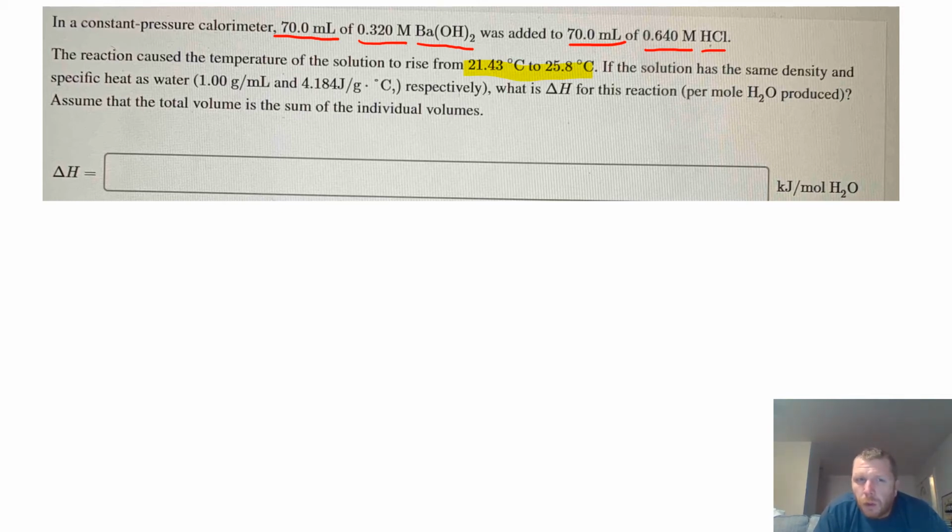Okay, so what we're looking at here, and the first thing that we have to do, is come up with our balanced chemical reaction. We are looking at a reaction between barium hydroxide and HCl. Now this is a metathesis reaction. It's also a neutralization reaction. It's also a double displacement reaction. It is all of those things. So what we've got is the hydroxide ion and the hydrogen ion. They're going to come together and make H2O.